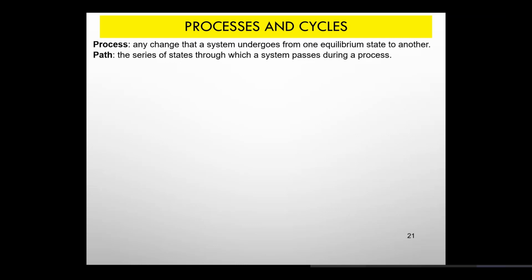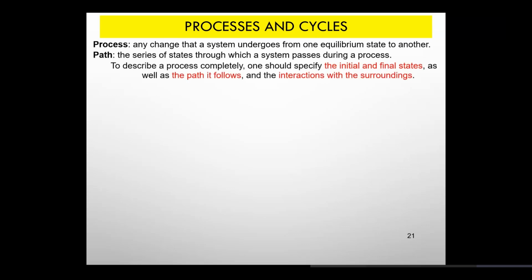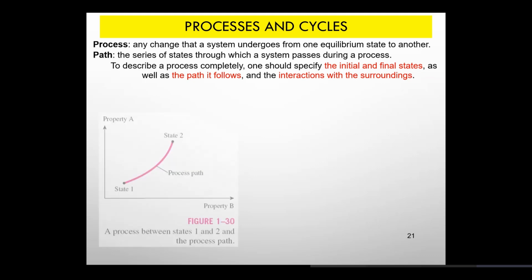We'll try to have an understanding of this, but before that, how do you define the process completely? Number one, you should have the initial and the final states clear to you. Then the path it follows should be known to you. And number three, if there is any interaction between the system, which is going from one state to another, and the surroundings, that should be clear to you. Clear enough? Now, we'll look at this definition with respect to this diagram.